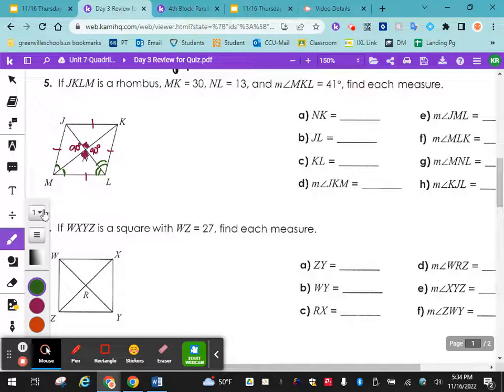Okay? So M to K is your diagonal. And diagonals still bisect each other because this is still a parallelogram. So if M to K is 30, that means this side is 15 and this side is 15. And L is 13, so this side is 13. So is this side. J to N is 13. So J to L, 13 plus 13 is 26. K to L is the hard part we have to figure out.